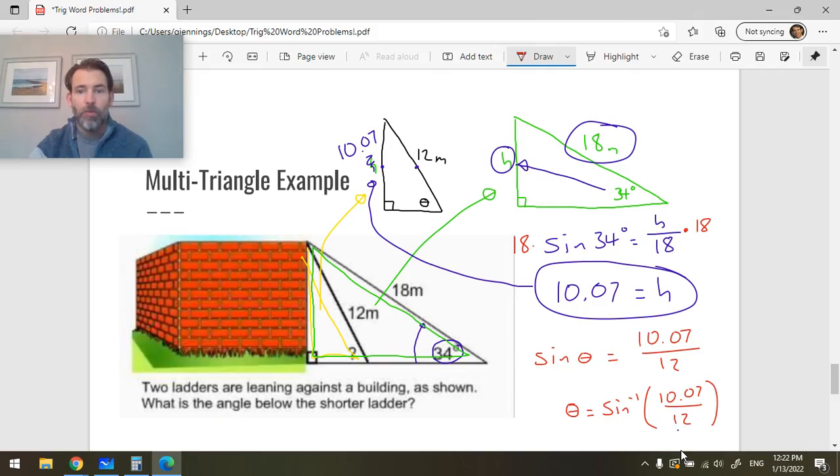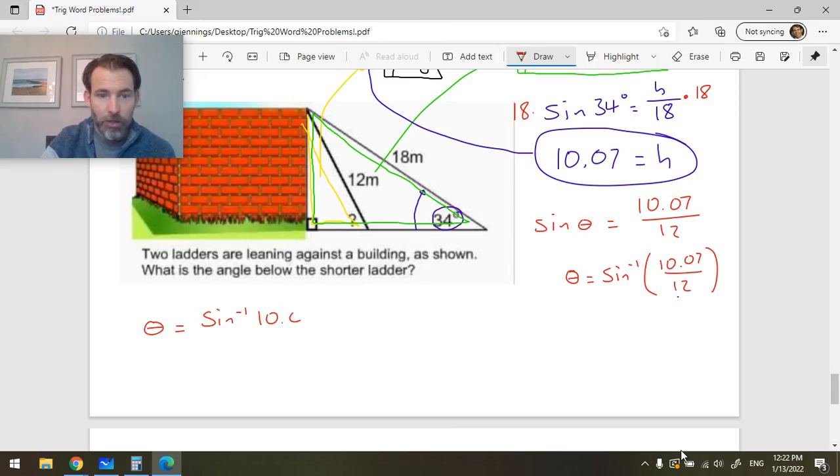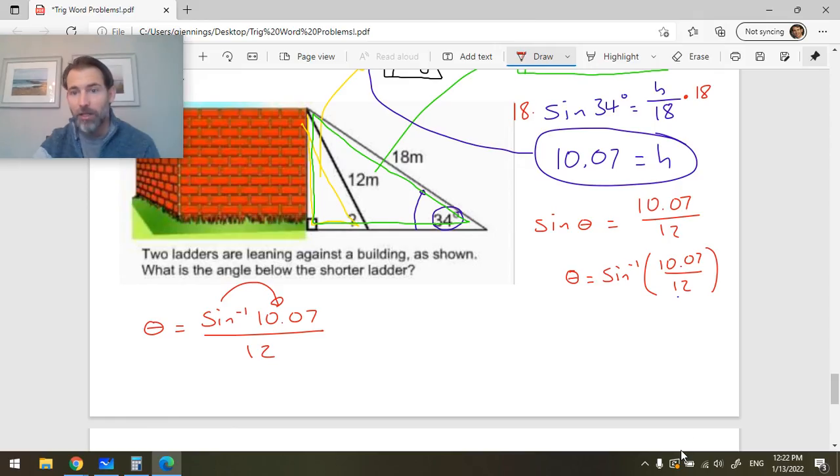The wrong thing you don't want to write down is theta equals sine inverse of 10.07, divided by 12. I can't divide the whole thing by 12. My calculator will tell me error, because there's no angle that gives me a value of sine that's bigger than 1. But this number here, you'll notice it's not bigger than 1, it's smaller than 1. And so I can solve this.